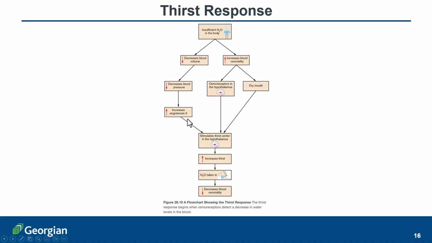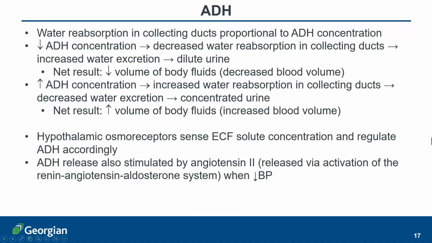We'll also talk about the effect of a decrease in the blood volume caused by a decrease in water content in the body. A decrease in ECF water content is ultimately going to cause a decrease in the blood volume. That's going to cause a decrease in the blood pressure, which will trigger the Renin-Angiotensin-Aldosterone System. Let's discuss ADH in more detail.